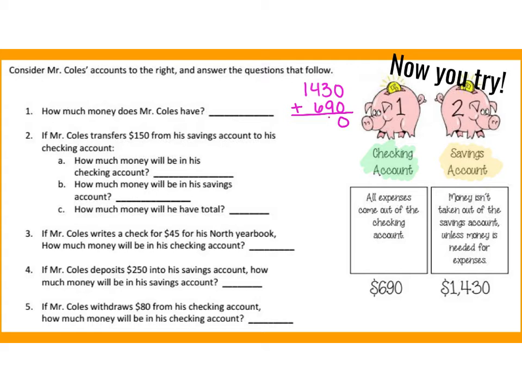Nine plus 3 is 12, we'll carry the 1. 6 plus 4 is 10, add the 1 is 11, and 1 plus 1 is 2. So Mr. Coles has $2,120.